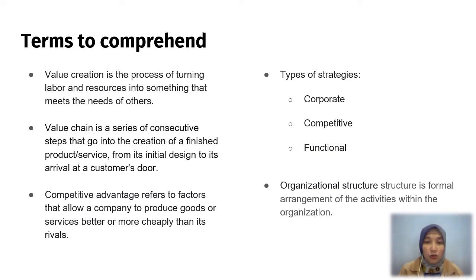Competitive advantage refers to factors that allow a company to produce goods or services better or more cheaply than its rivals. When we are speaking about types of strategy, there are three types: corporate, competitive, and functional strategies. You can find them in Robbins' Management, any edition. The last one is organizational structure, which is the formal arrangement of activities within the organization.